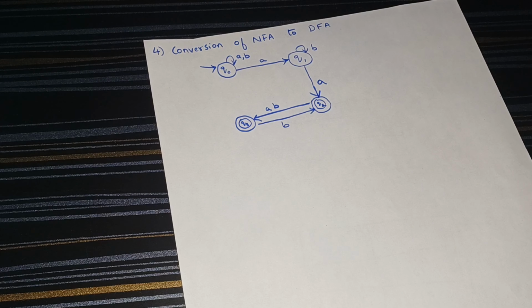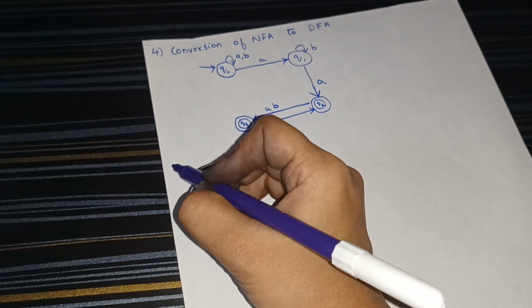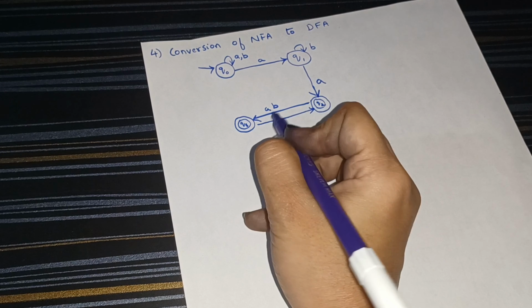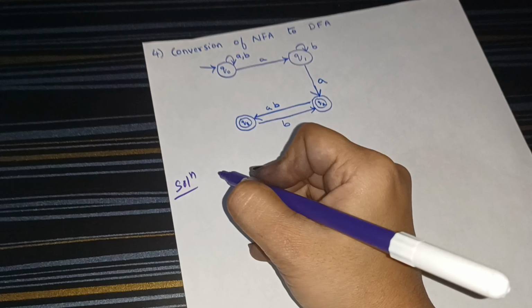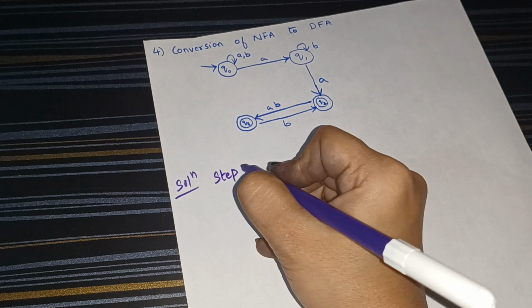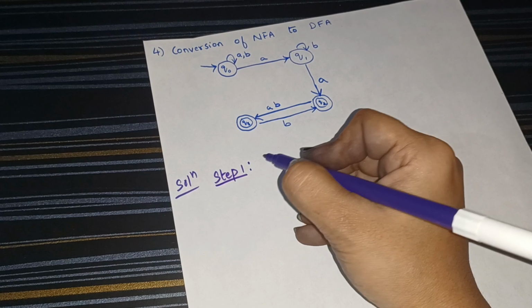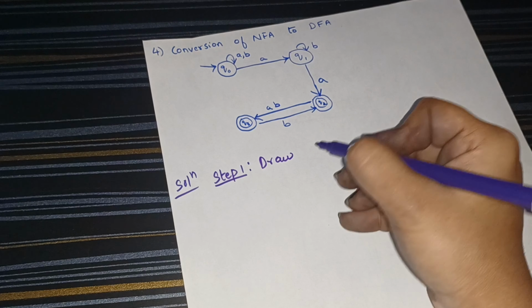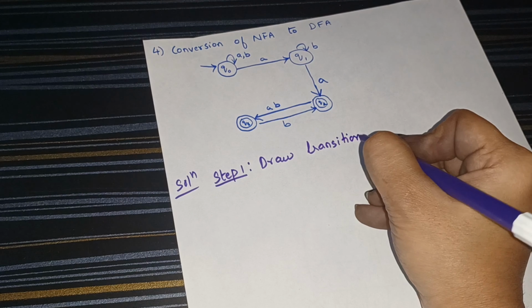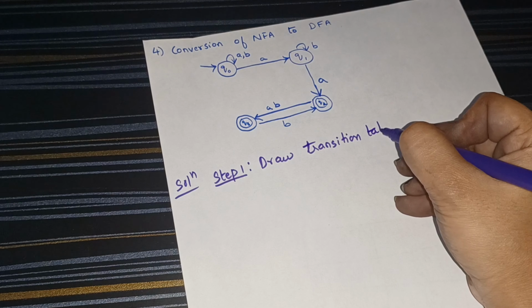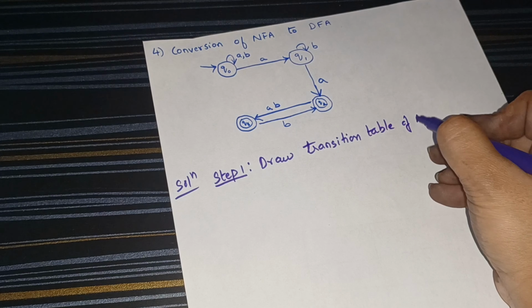Everyone, today I am going to discuss one more example on conversion of NFA to its equivalent DFA. So here we have got an NFA diagram. We know that our first step is step 1: draw a table for NFA, that is, the transition table of NFA.